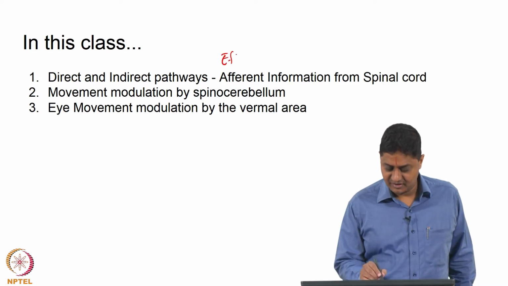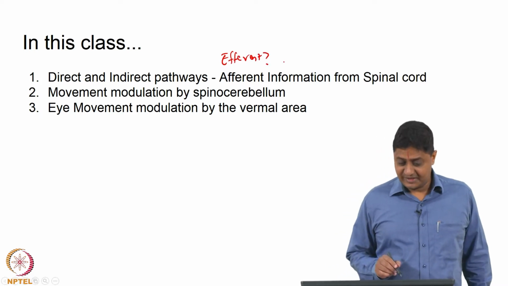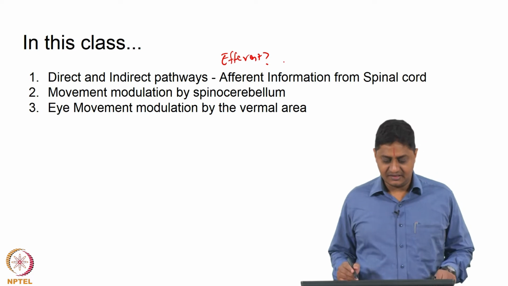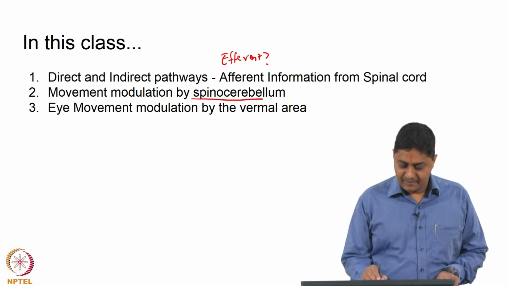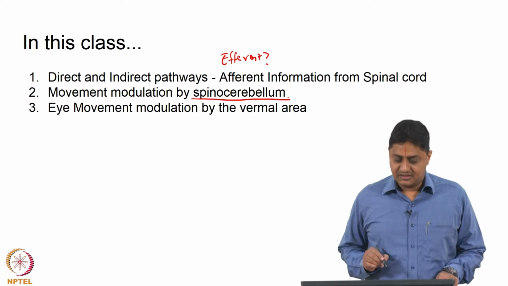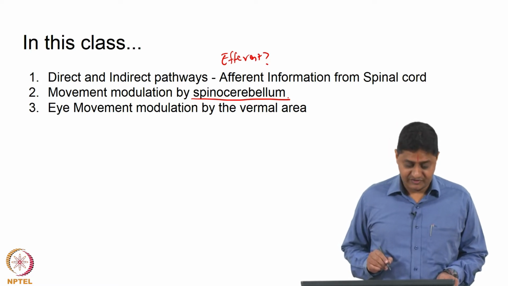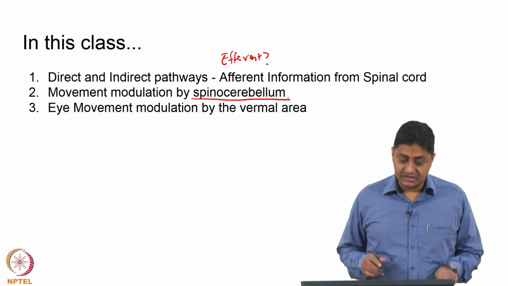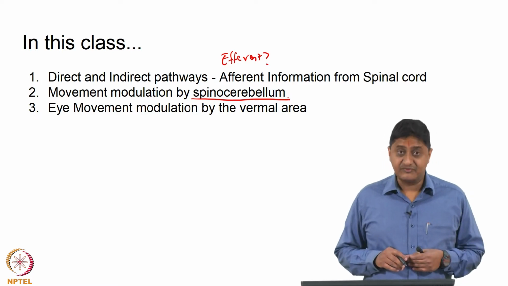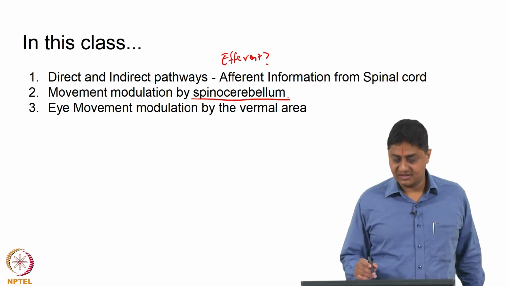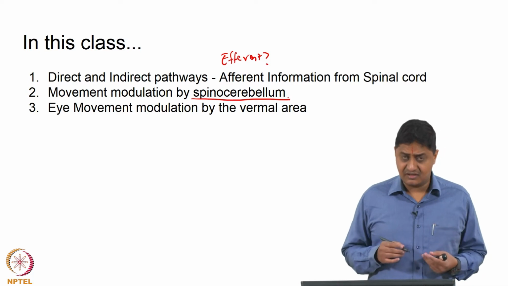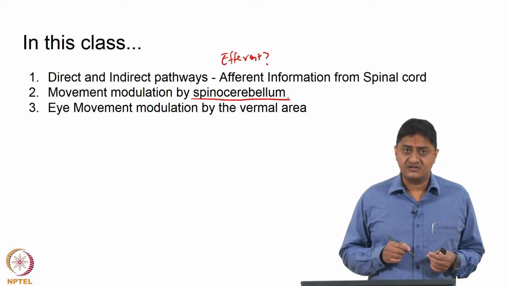information, afferent and efferent. What kind of information from the spinal cord? I am putting a question mark after efferent for a purpose. We will discuss that, and how Spinocerebellum is responsible for modulation of movements, and how vermis and the intermediate area, or at least the vermis and the flocculonodular lobe, are responsible for eye movement modulation. There are two types of eye movements, saccades and smooth pursuits. So, this is basically the first class of at least two discussions on Spinocerebellum.